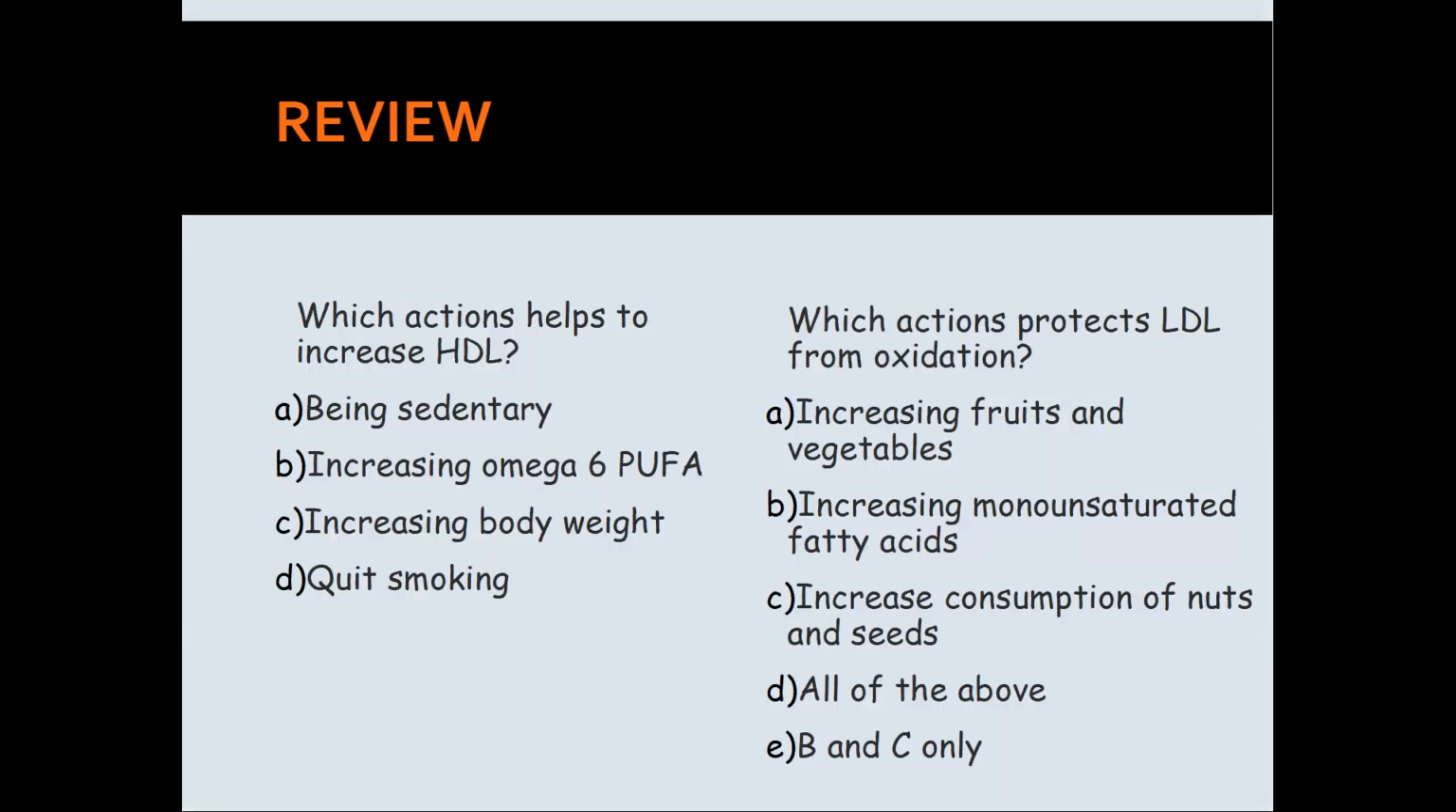What actions help to increase your HDL? Of all the answers over there, the correct answer would be quit smoking. And which actions protect LDL from oxidation? It's all of the above. We should increase monounsaturated fatty acids, increase consumption of nuts and seeds, and also increase consumption of fruits and vegetables. So with that, we will end here, and I'll see you guys in the next module. Take care.